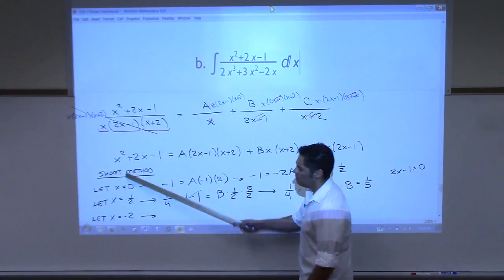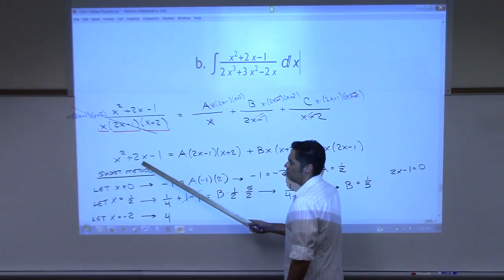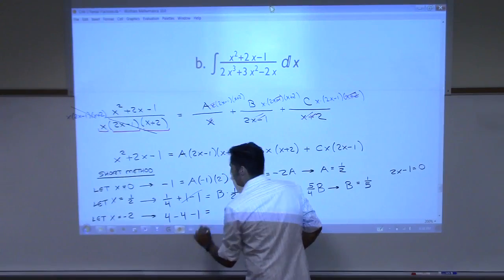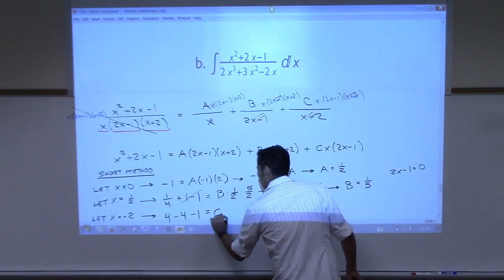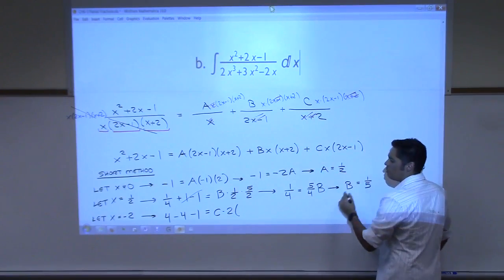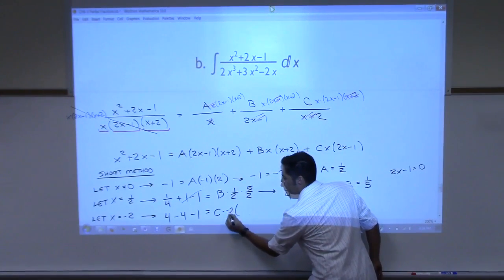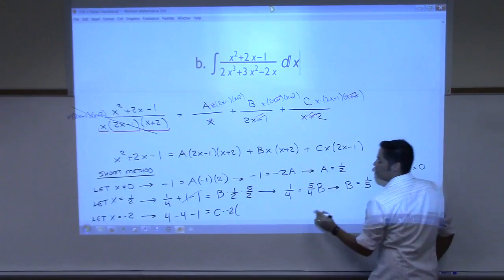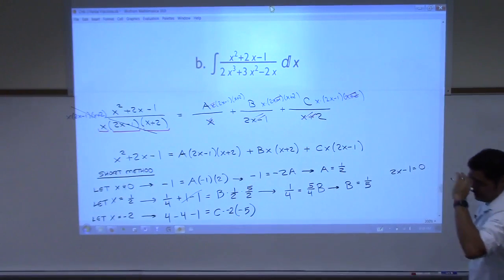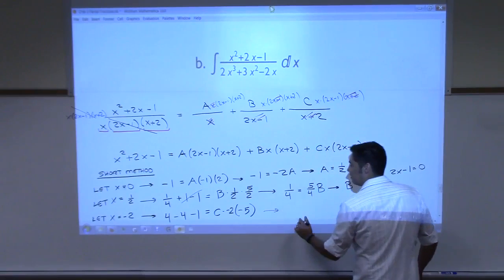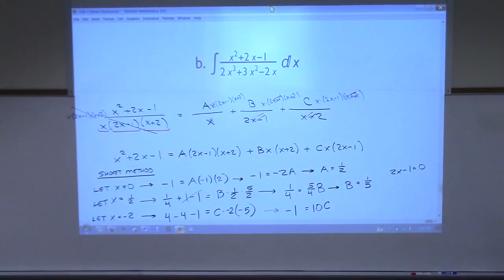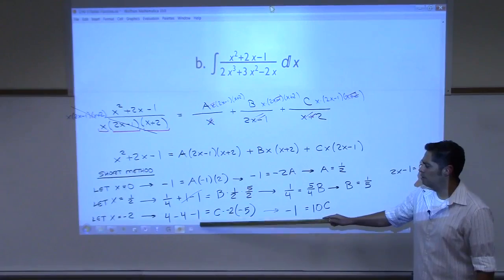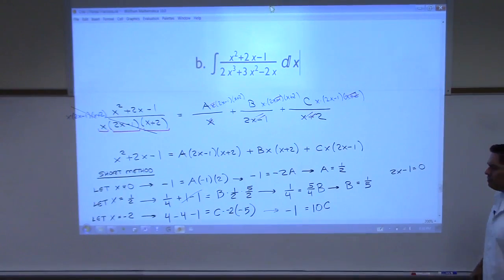-2 here. -2 squared, 4. What's 2 times -2? -4, so -4, -1. So that's your left side. This is gone, this is gone, this is not gone. So C times 2 times, no, -2, right? -2. And then -2 times 2 is -4 minus 5? Left side, -1. Right side, 10C. Where are you getting that from? Yeah, these 4's cancel, and you get -1. So -1, and then -2 times -5, 10. C is -1/10.